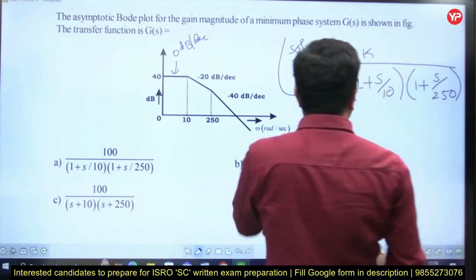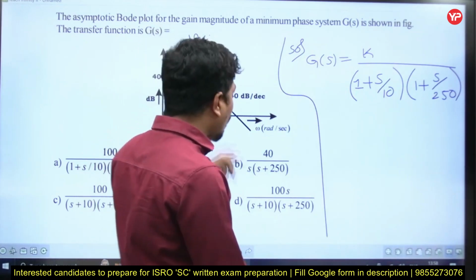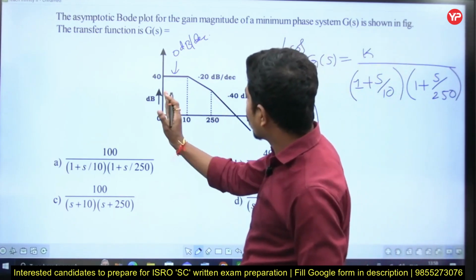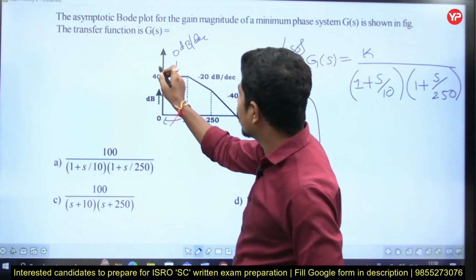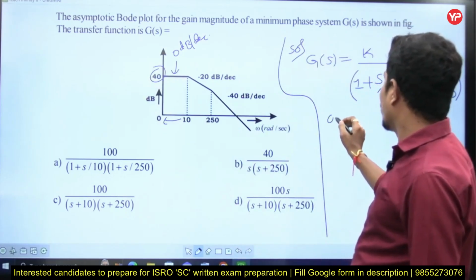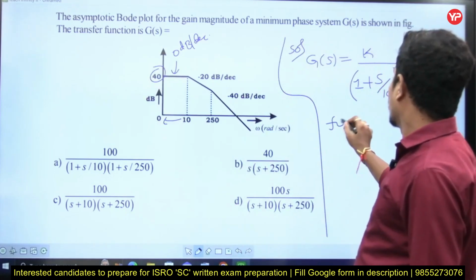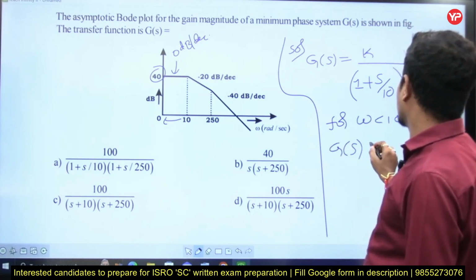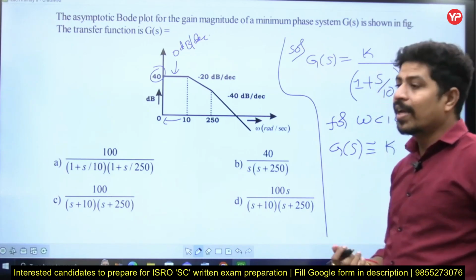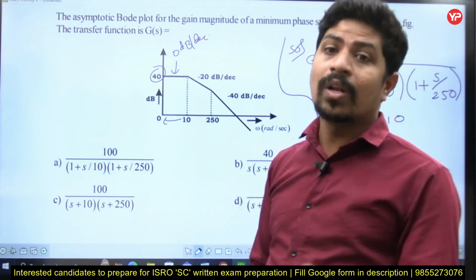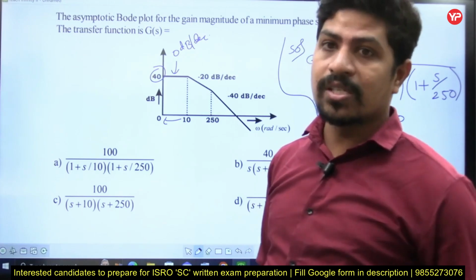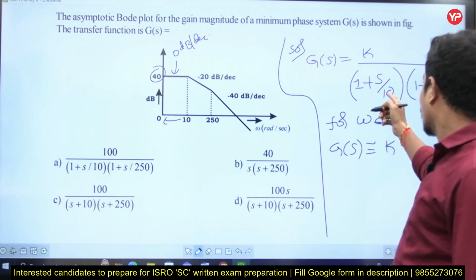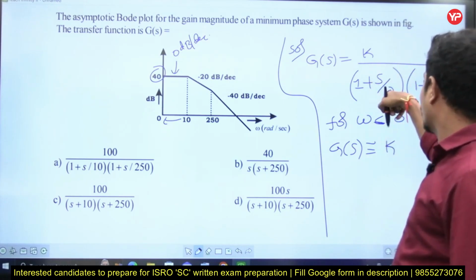Now it is our duty to find the value of k. There is one hint given about k: for omega before 10, the magnitude is 40 dB. For omega less than 10, what is your transfer function? Your transfer function is approximately equal to k only. Why? Because according to the Bode approximation, any pole or zero will come into picture just after its corner frequency. I am at omega less than 10, so these terms will not be there, only k.